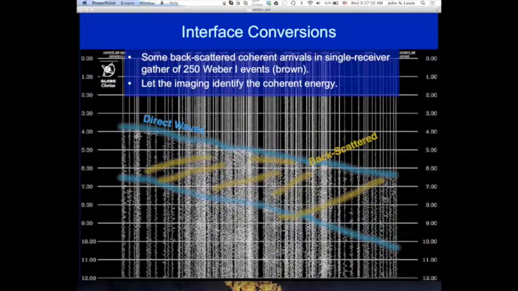Here's another look. This is a gather of 250 Weber 1 events. So we're looking at a single receiver gather, and direct waves and forward scatter would be dipping to the right. Backscattering would be dipping to the left, and I've tried to highlight some areas where I think I see some amplitudes lining up, but it is what it is, and probably I stared at this entirely too long.